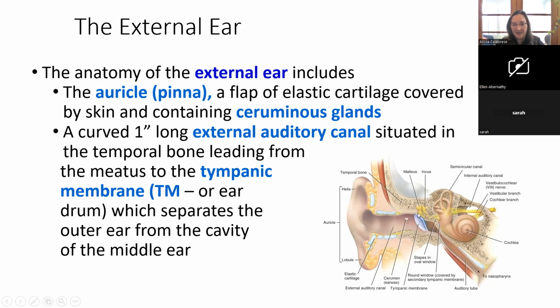Right, and the external ear ends at the structure here, which is your eardrum or tympanic membrane. That's going to be responsible for catching sound waves and vibrating as a response to those sound waves.